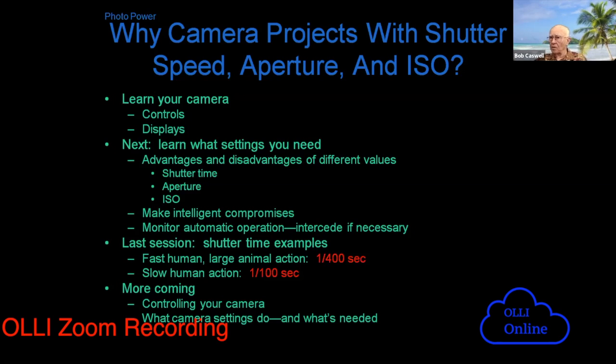Then we're going to move to the settings that you need, so that you can know what settings you need. Basically that's going to be why you want one shutter speed versus another, why you want one aperture over another or another range, and why you want one ISO compared to other ISOs. Once you know that, you can intelligently compromise between them. And if light is limited, you will be compromising between them.